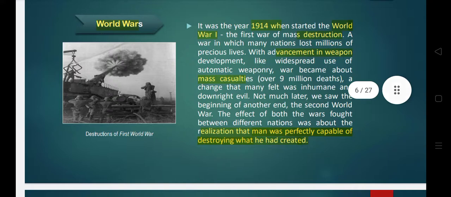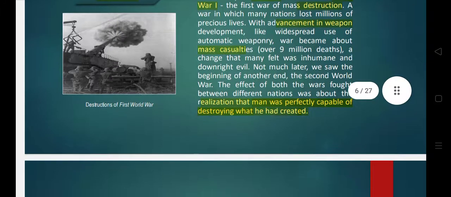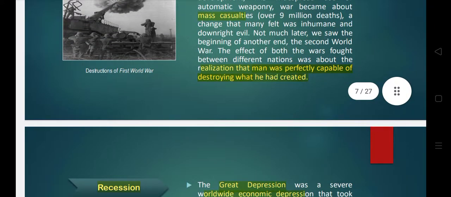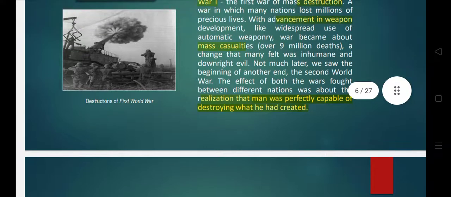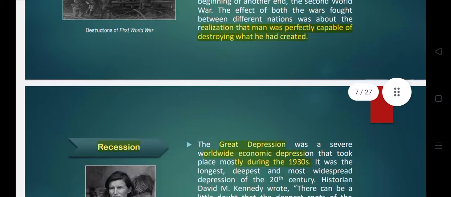Another thing is World War. As you know, in 1914 World War One took place, so there was mass destruction. It was like a catastrophe, with advancement in weapons, nuclear power, and mass casualties, and so came the realization that man was perfectly capable of destroying what he created. This picture portrays the destruction of World War One.